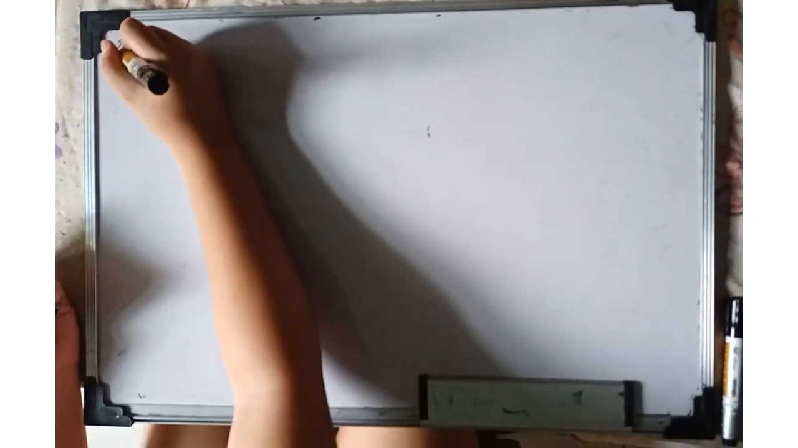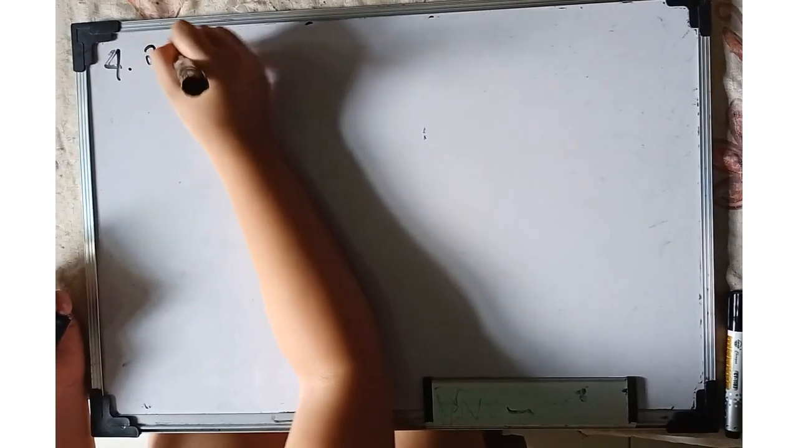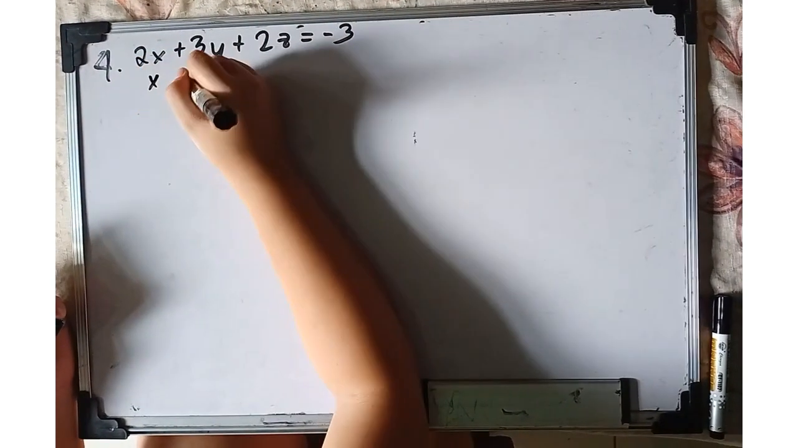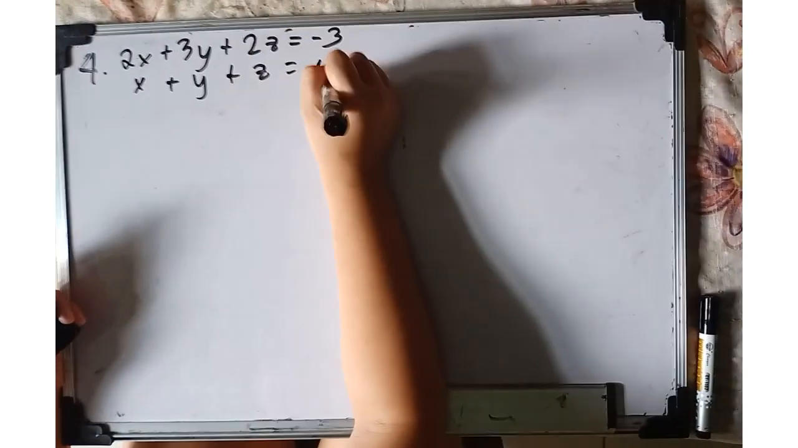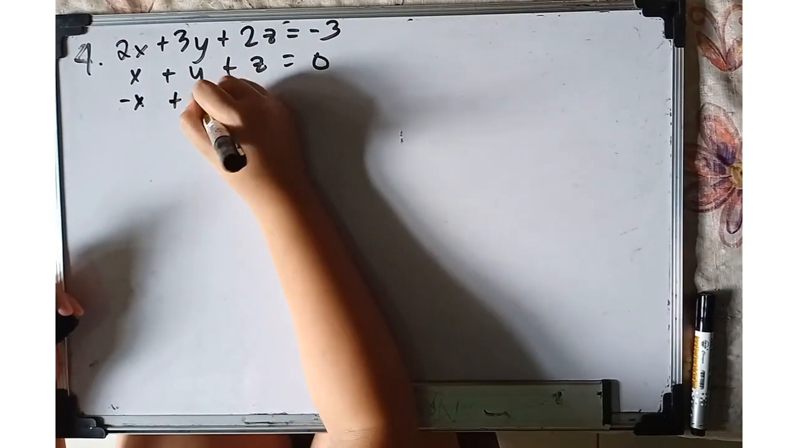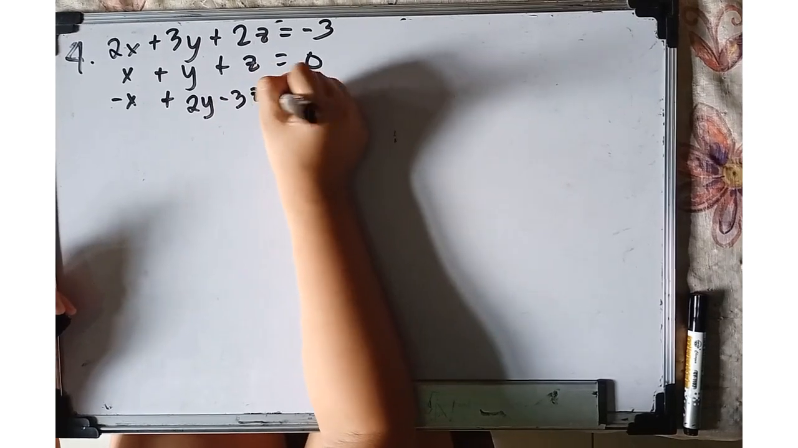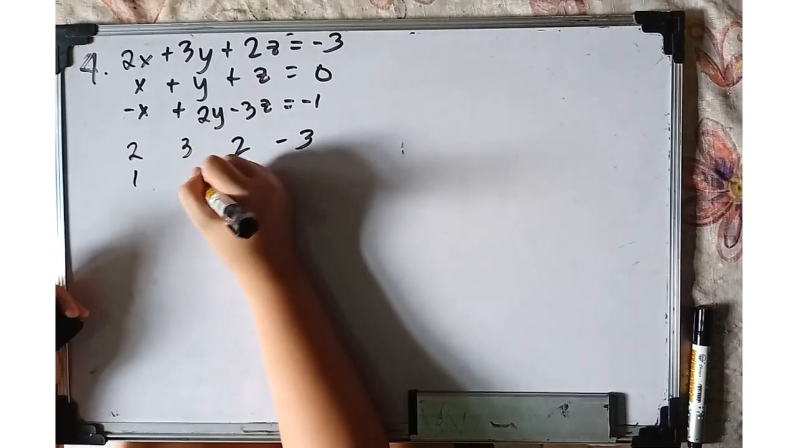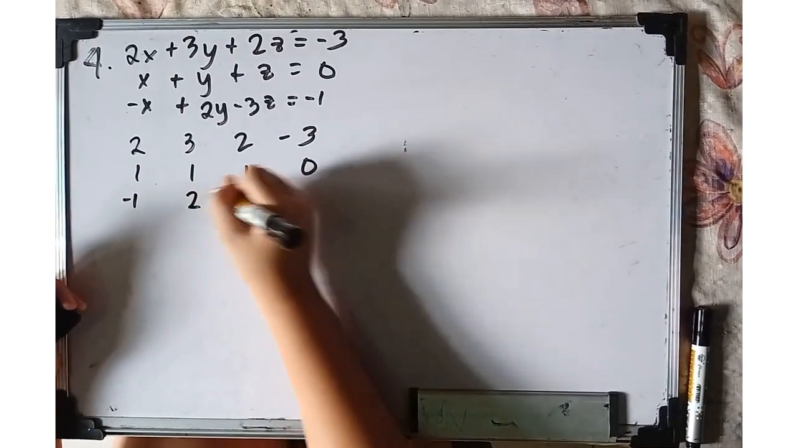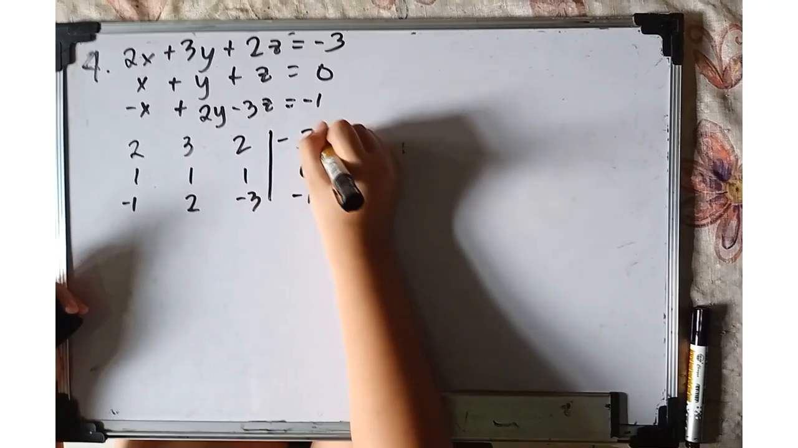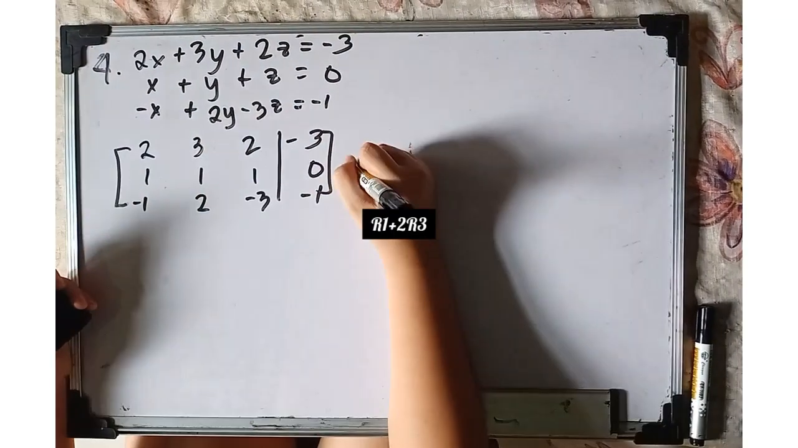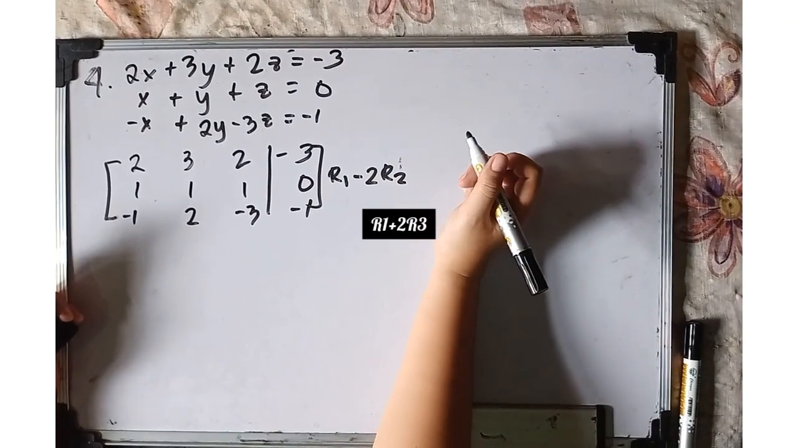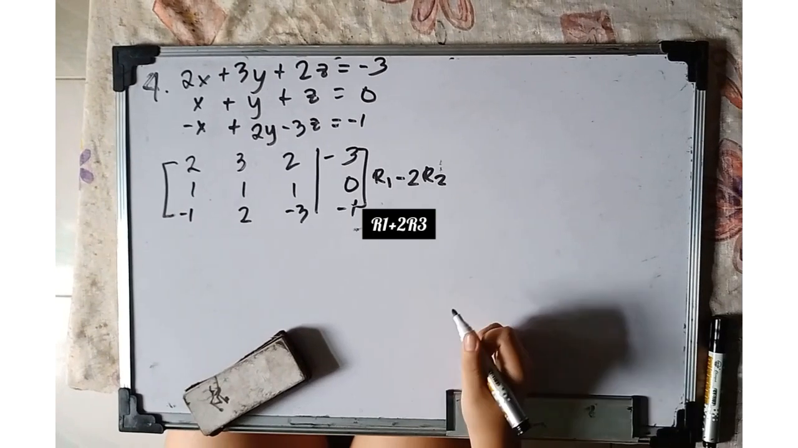So number 4. 2x plus 3y plus 2z is equal to negative 3. X plus y plus z is equal to 0. Negative x plus 2y minus 3z is equal to negative 1. So convert it to the matrix: 2, 3, 2, negative 3; 1, 1, 1, 0; negative 1, 2, negative 3, negative 1. First step, R1 minus 2 times R2 for us to get the 0. So let us use those formulas.